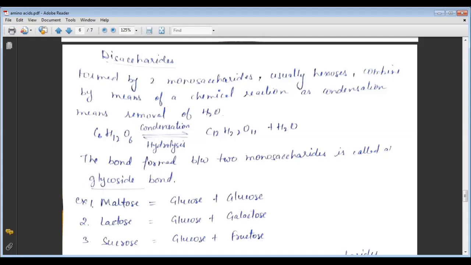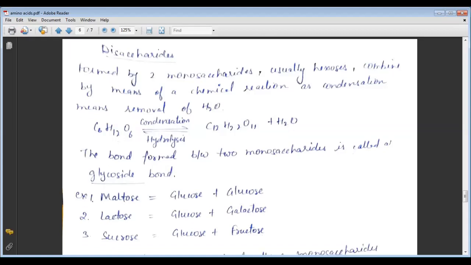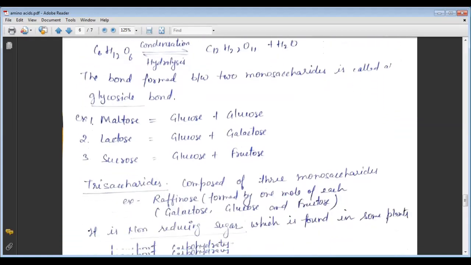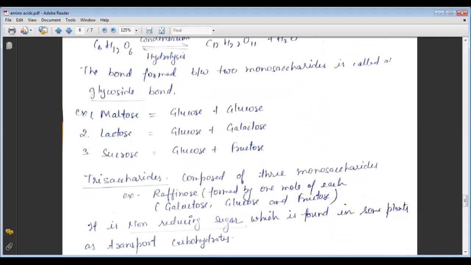Just the reverse of this reaction is hydrolysis, which again forms C6H12O6. The bond formed between the 2 monosaccharides is called the glycosidic bond. Here are examples of disaccharides. The first is maltose, which is glucose plus glucose. The second is lactose, formed by glucose and galactose. And the third is sucrose, formed by glucose and fructose.